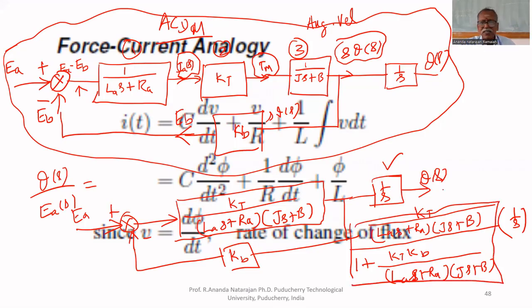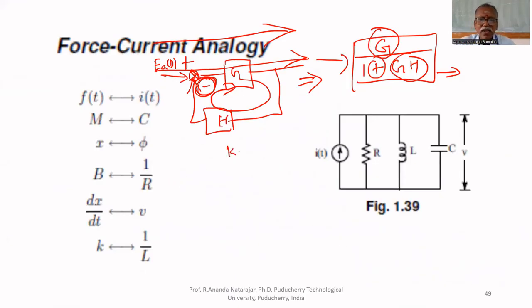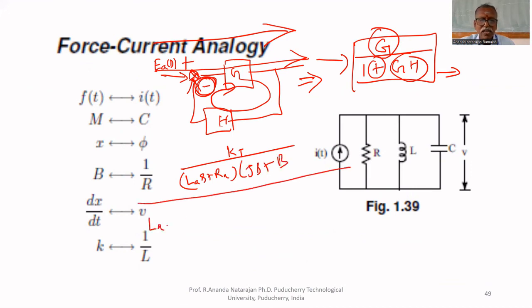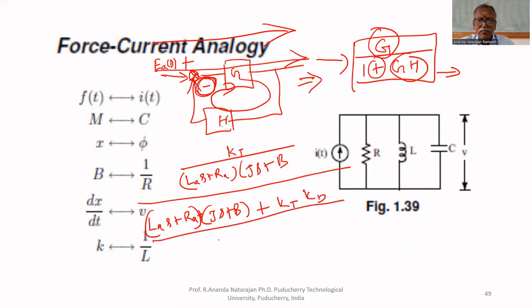Then cascaded with another block 1 by S, so that can be multiplied. That's all. If you simplify this, whatever you got in the previous mathematically, that you will get the same. Now we have to take LCM. If you take LCM, what you will get is KT upon LAS plus RA multiplied by JS plus B whole divided by 1 plus, therefore, LAS plus RA multiplied by JS plus B plus KT KB whole divided by LAS plus RA multiplied by JS multiplied by JS plus B. So these two getting cancelled. I am taking LCM, that's all. These two getting cancelled.